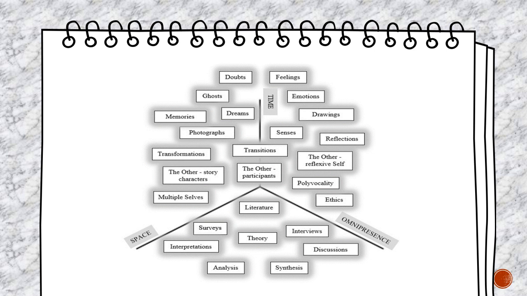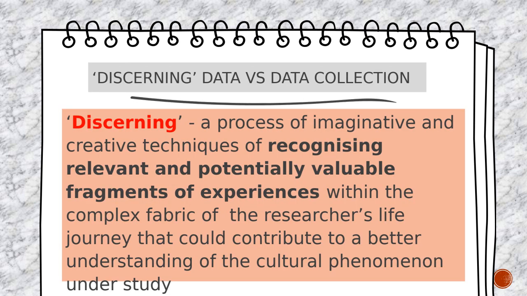So, following the agreement that everything in symbiotic autoethnography is data, I also wanted to mention that if we talk, in traditional research, about collecting data and methods of data collection, I think these conventional methods of data collection need to be reconsidered in the context of autoethnography, with a focus, as I suggest, in the symbiotic approach, of discerning rather than collecting data, where discerning is understood as a process of imaginative and creative techniques of recognizing relevant and potentially valuable fragments of experience within that complex fabric of researchers' life journey.